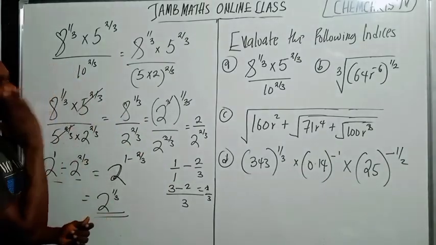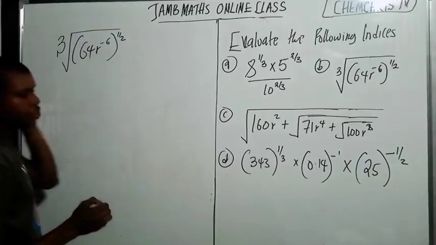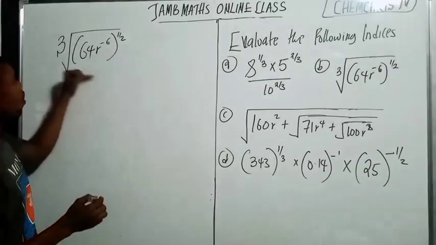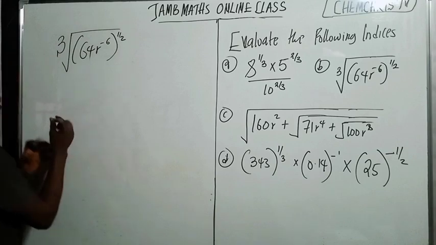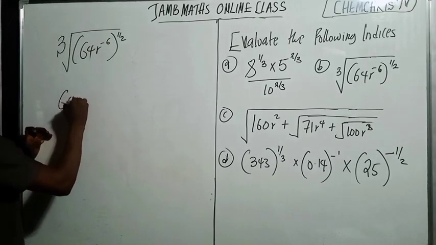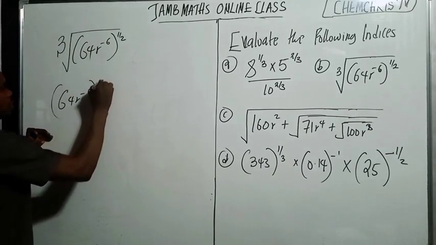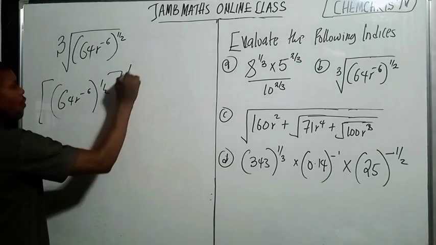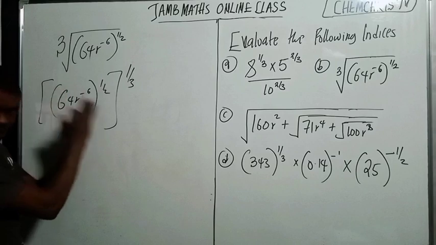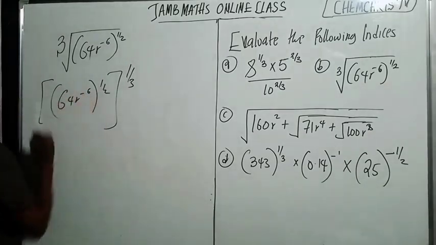Now let's evaluate the second one. The first thing to do here is to solve the one inside the bracket. Do you get that? So let's put this thing off. So let's say 64 r minus 6. So let's evaluate this one here. Remember, here we also have 1 over 3, right? Do you understand? So let's concentrate on this other one here.